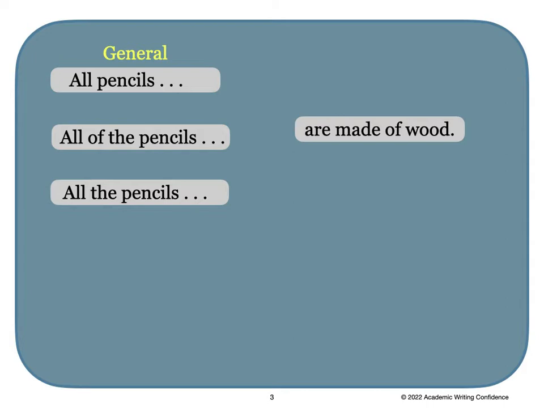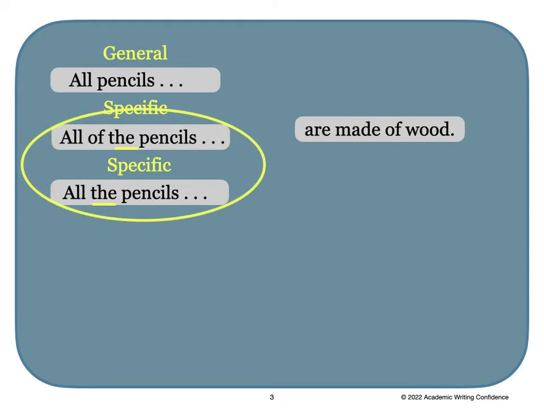In the last two sentences, we're talking about specific pencils because we have put the article the in front of the plural noun. All of the pencils are made of wood means that the specific pencils we are talking about are all made of wood. We're limiting it to just some specific pencils that we are talking about. All of the pencils on the table, all of the pencils in my pencil box, all of the pencils in the drawer. We are limiting the pencils that we're talking about in each of these cases.